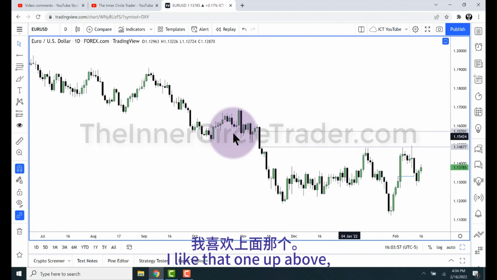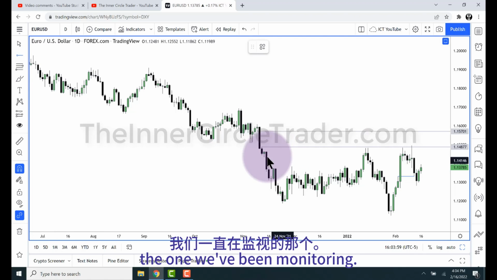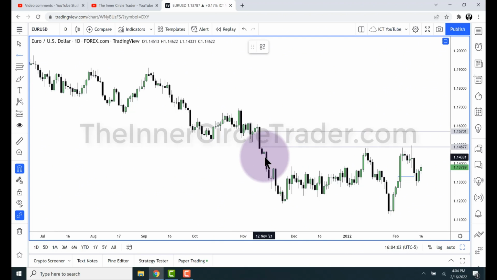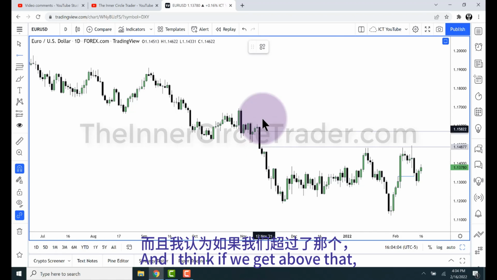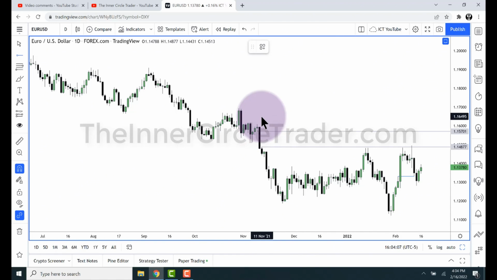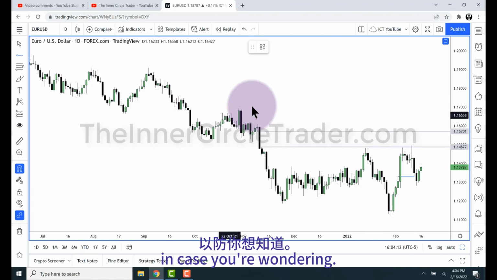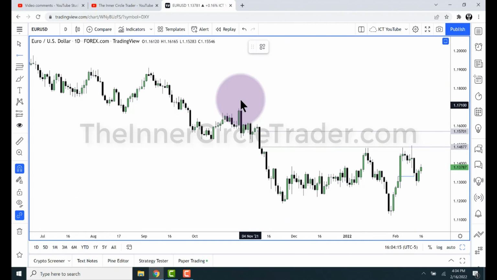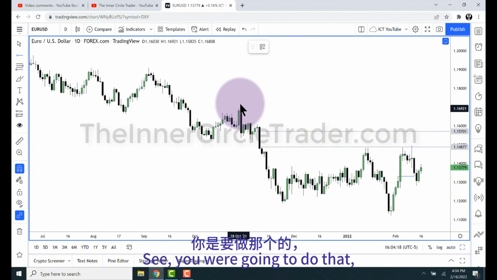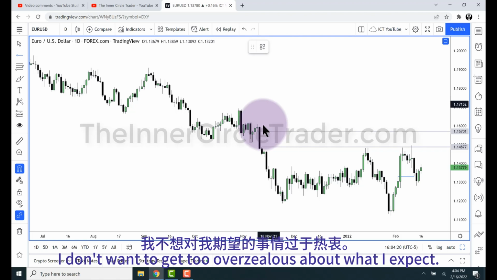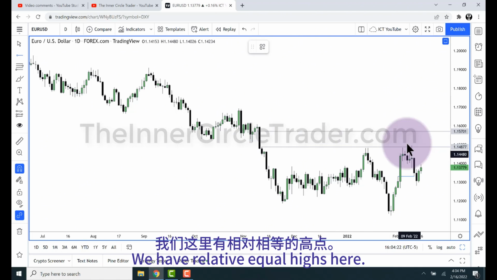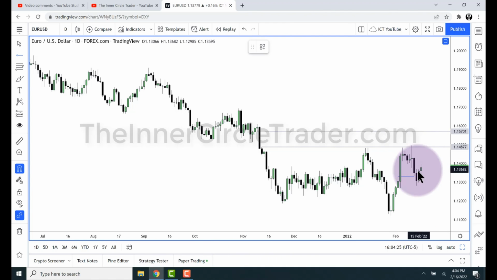That's an imbalance there. I like that one up above the one we've been monitoring. And I think if we get above that, I don't want to go more than that for right now. I was going to go here, in case you're wondering. Oh, please just say what you're going to say, ICT. It's like a cliffhanger. See, you were going to do that and you're holding back. No, I don't want to get too overzealous about what I expect. We have relative equal highs here. We traded down, went beyond the imbalance here, and then I think that the story's more telling in the dollar.